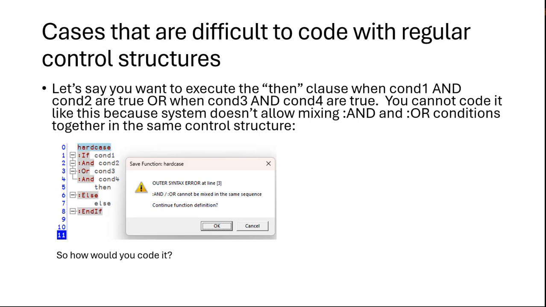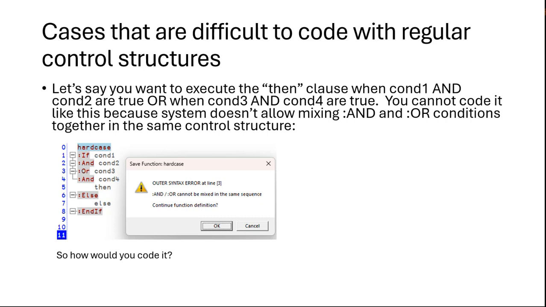Now let's look at a case that's difficult to code here. Let's say that you have a situation where you want to execute the then clause when condition 1 and condition 2 are both true, or when condition 3 and condition 4 are true. You cannot code this directly or easily like I'm showing it below, because the current system doesn't allow mixing of the colon and-if and the colon or-if conditions together in the same control structure.